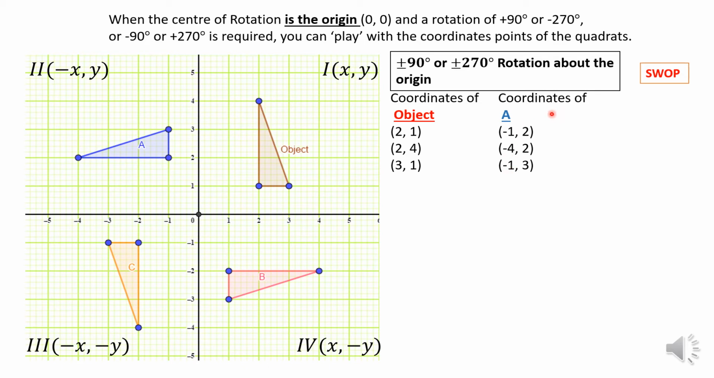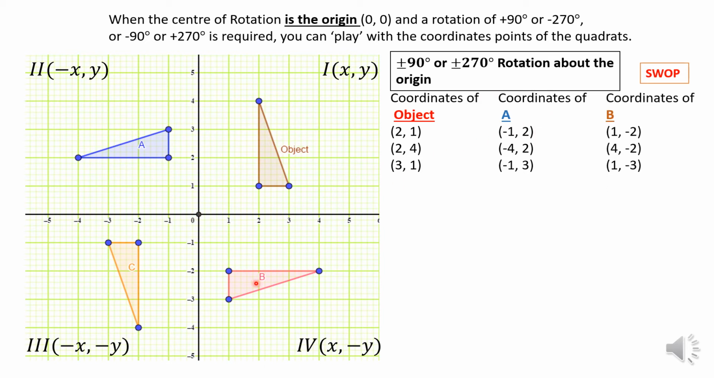So the coordinates of A here, so it has undergone a rotation. But now the only way for you to know where the new image will be is just take the coordinates of the object and swap them around. And the only reason why the x ones are negative is because in this particular quadrant, the values of x are negative. So when you do 90 degrees or 270 degrees, and your center of rotation is the origin, it's all that you have to do.